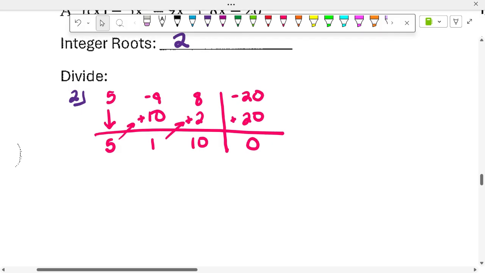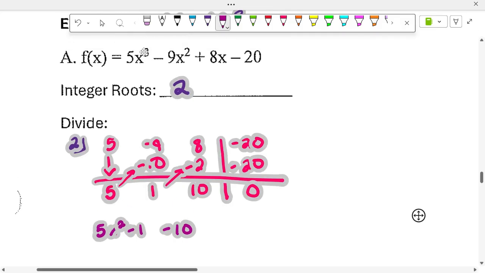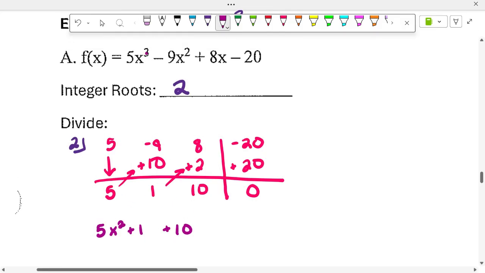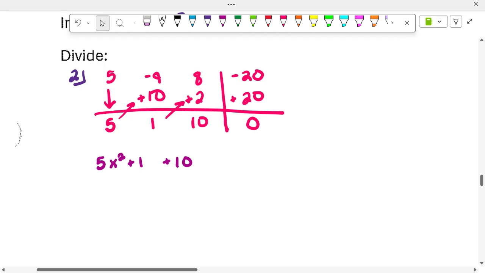Now remember, these are just my coefficients. So I have 5, 1, and 10. There should be a plus here, plus here. What variable with what exponent comes after the 5? X squared. Good. Remember, it should always be 1 less than the original degree, because we're dividing. So if you did 5x cubed divided by x, you get x squared. Then you just go down the line. So what goes after the 1? X plus 10.